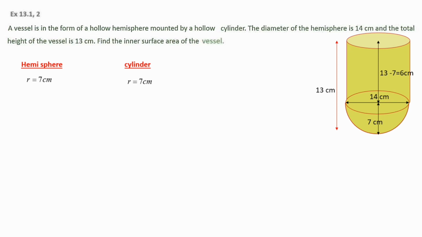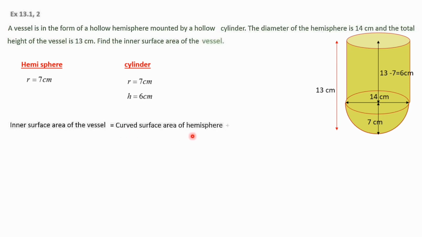For the cylinder, the radius is the same, 7 centimeter, because both are attached end to end. So the radius will be the same. So r is 7 centimeter and the height of the cylinder, here we calculated, is 6 centimeter. Then the inner surface area of the vessel we can calculate. Inner surface area of the vessel means the inside area of this vessel. Here it is a hollow cylinder and hollow hemisphere, so the upside is open, and here the hemisphere upside is also open. So the curved surface area of the cylinder plus the curved surface area of the hemisphere, if we add together we will get the inside surface area of the vessel.